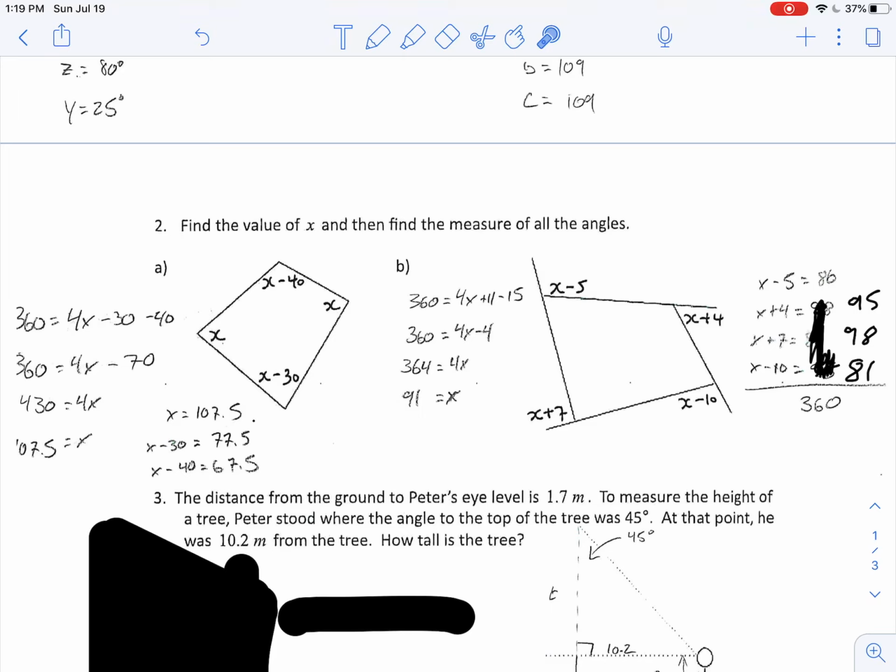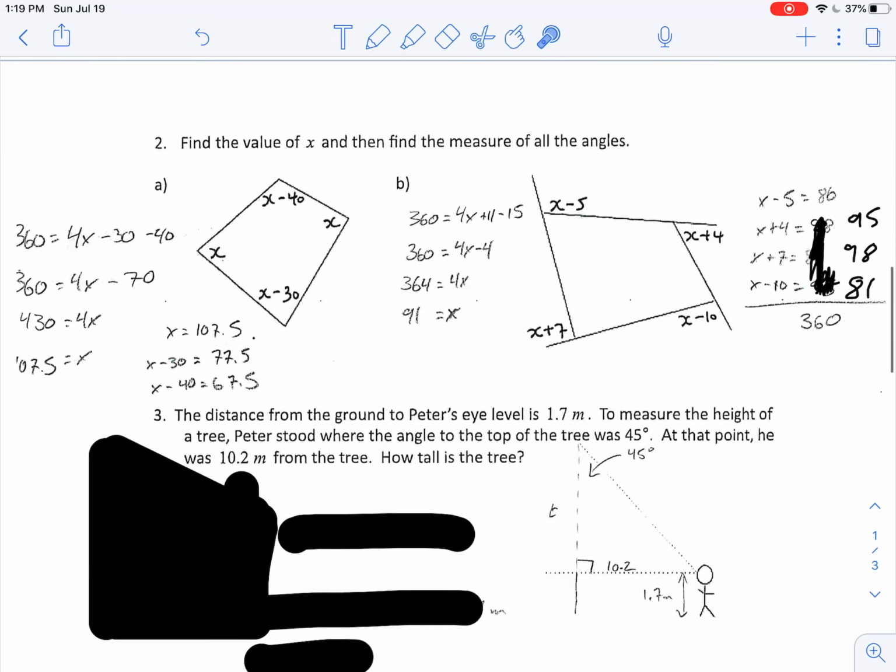Now I go ahead and plug in the value of x into each of these, and I get my angle measures. So x minus 5 is 86, x plus 4 is 95, x plus 7 is 98, x minus 10 is 81, which gives me a total of 360 degrees. So if ever you're doing that and plugging values back in and you're unsure, you can just simply add them all up and see whether or not it equals the angle value that it's supposed to equal.